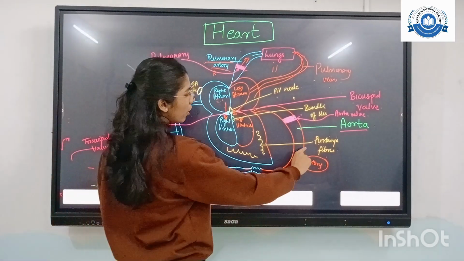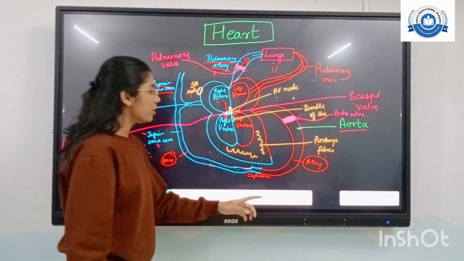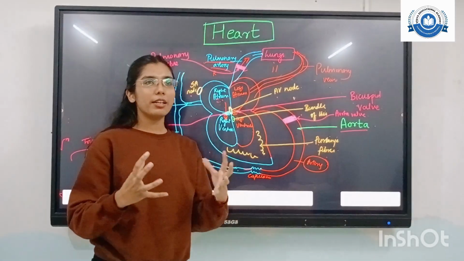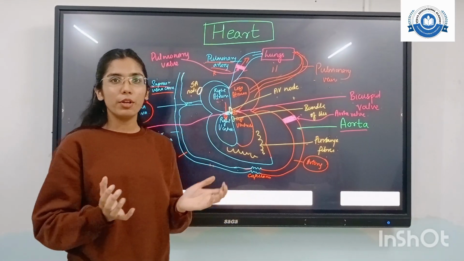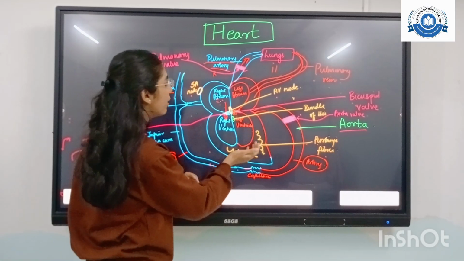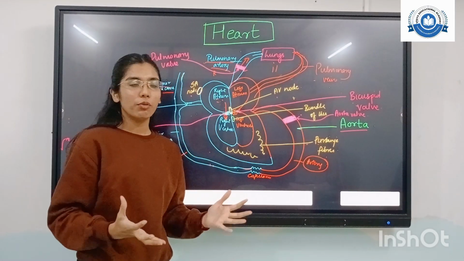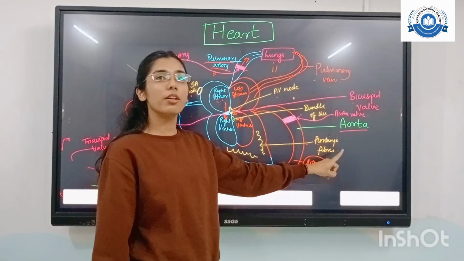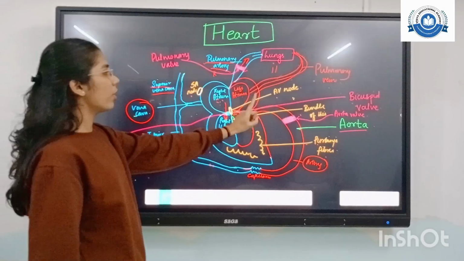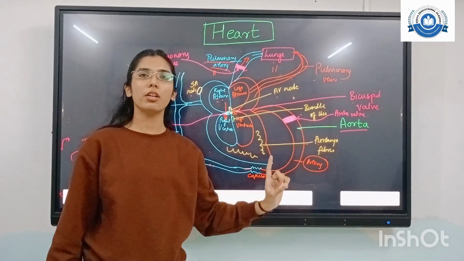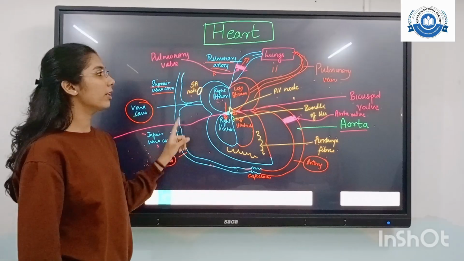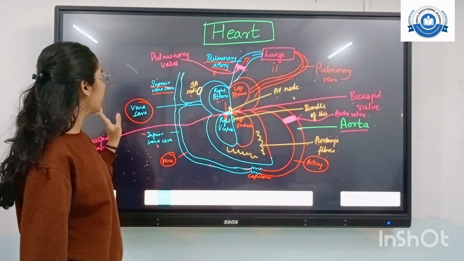And what is the function of the Purkinje fiber? The Purkinje fibers are a kind of muscle fibers which protect the right atrium, right ventricle and left ventricle from shocks. For that purpose we have the Purkinje fibers. So these are the functions of the SA node, AV node, bundle of His and Purkinje fibers. So overall this is the structure of the heart and these are the functions of every part.